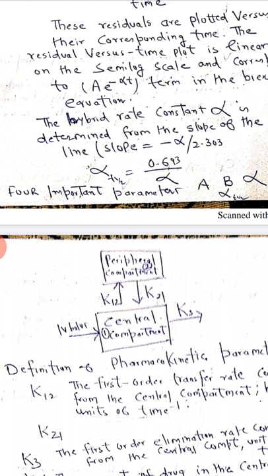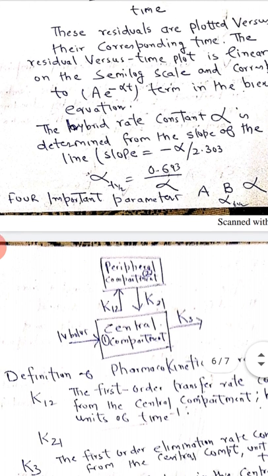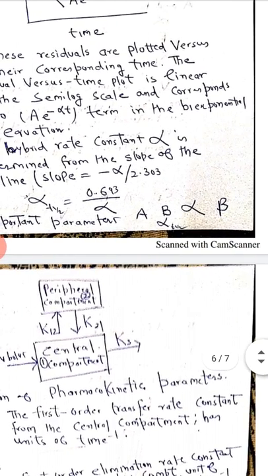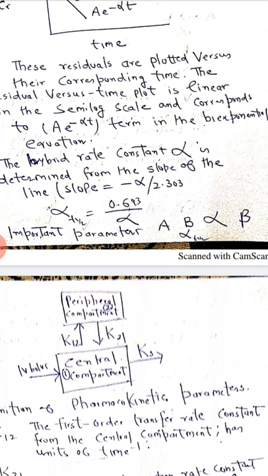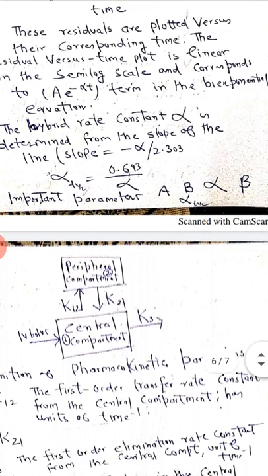Now when we talk about the two compartment model, there are four important parameters. If I ask you what are the PK parameters of the two compartment model, your answer would be A, B, alpha and beta. Beta is the overall elimination rate constant, alpha is the distribution rate constant. So how would you determine beta? Beta can be directly obtained from the graph, whereas for alpha we need to use the method of residuals.